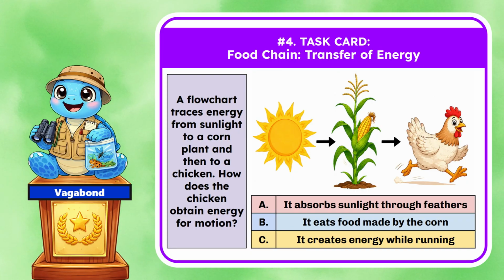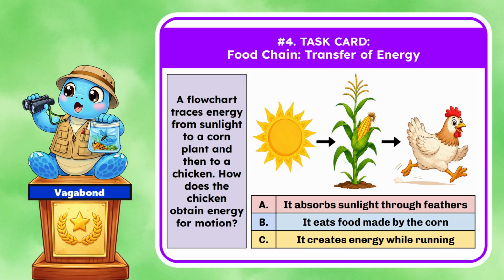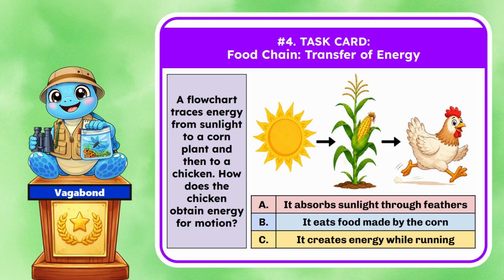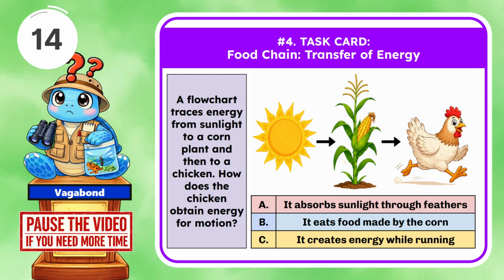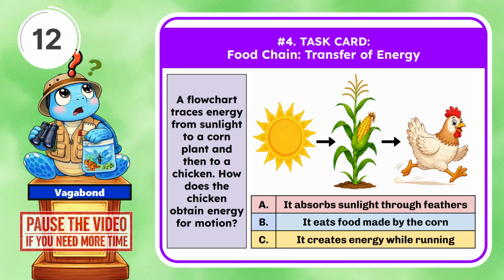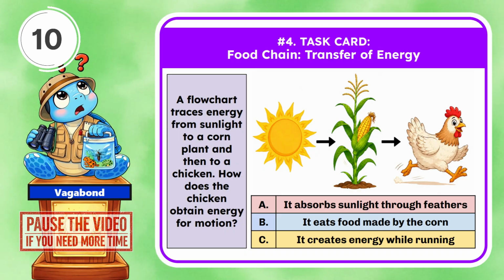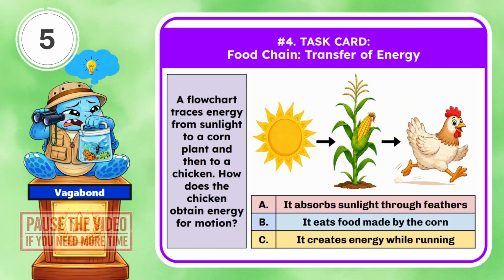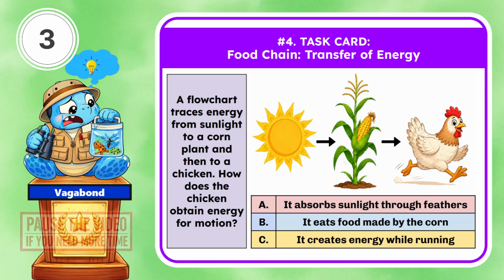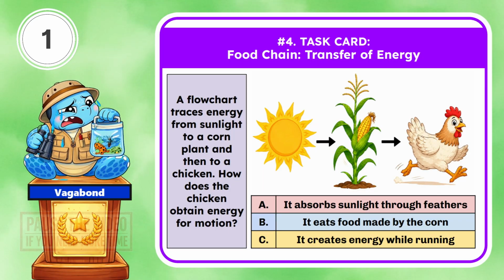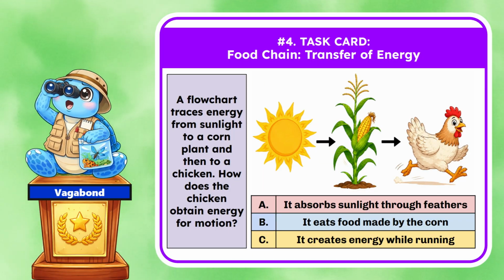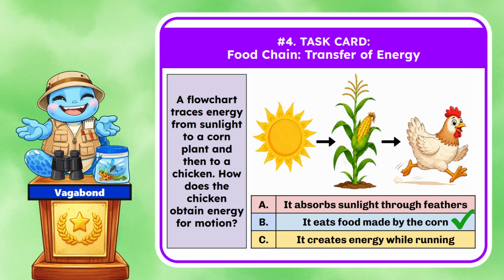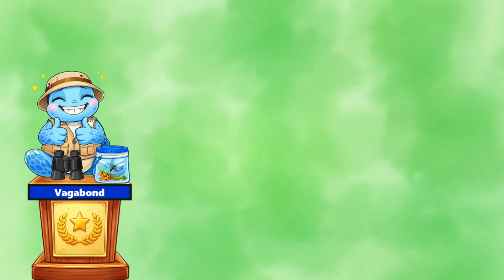A flowchart traces energy from sunlight to a corn plant and then to a chicken. How does the chicken obtain energy for motion? And the correct answer is letter B. It eats food made by the corn.